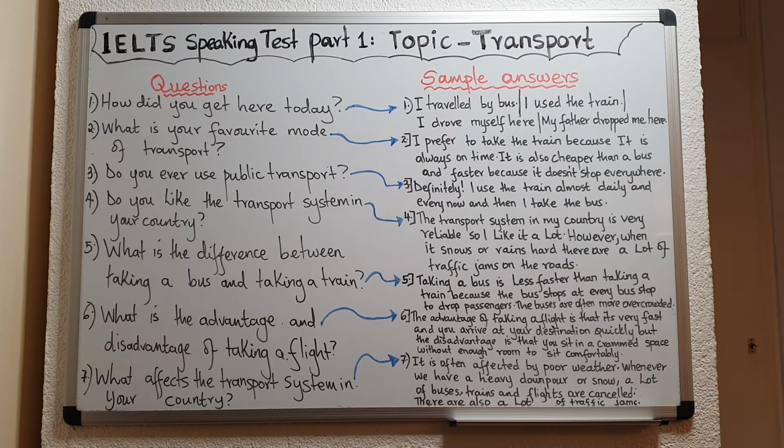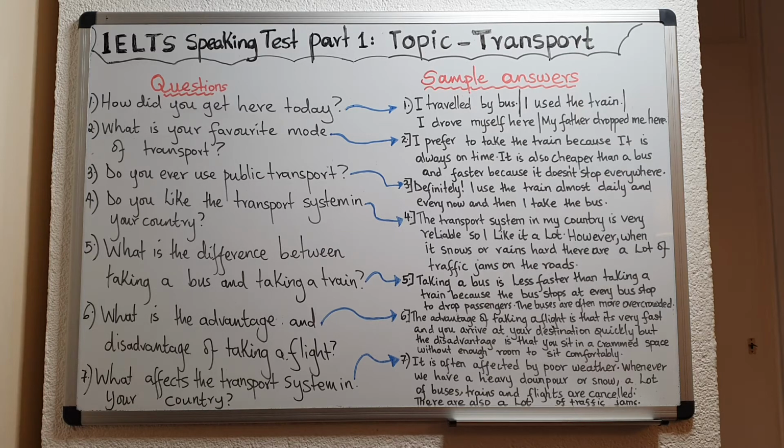Now, you could answer this question by saying, for example, answer number 2. I prefer to take the train because it is always on time. It is also cheaper than a bus and faster because it doesn't stop everywhere.